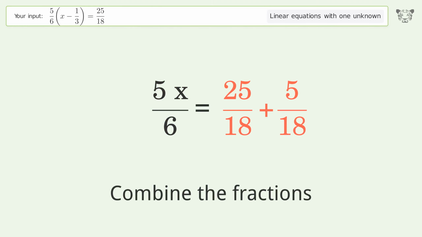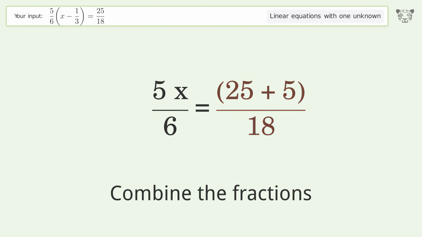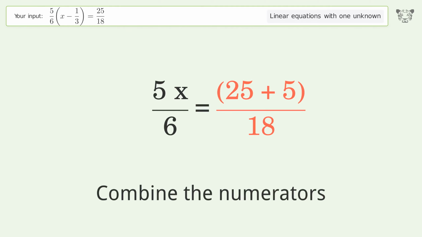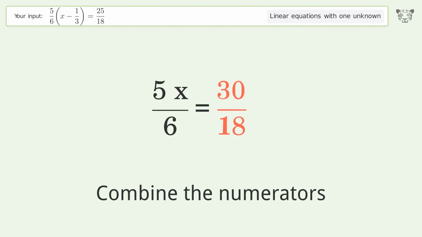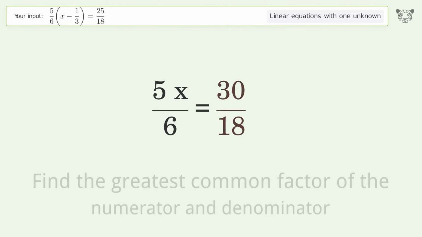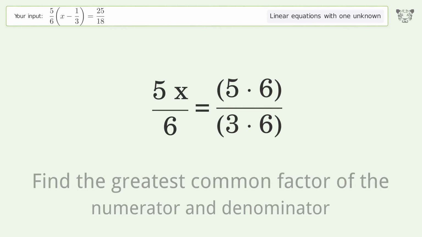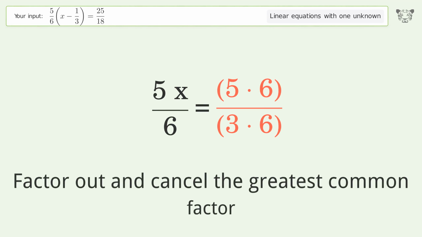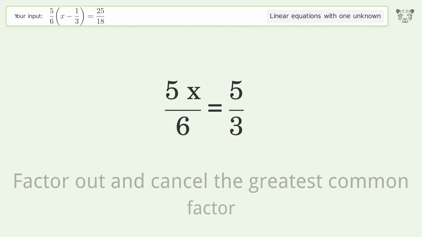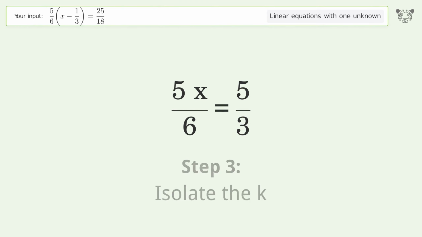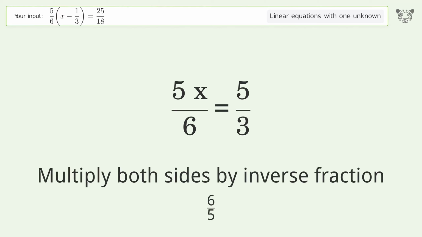Combine the fractions. Combine the numerators. Find the greatest common factor of the numerator and denominator. Factor out and cancel the greatest common factor. Isolate the k. Multiply both sides by inverse fraction 6/5.